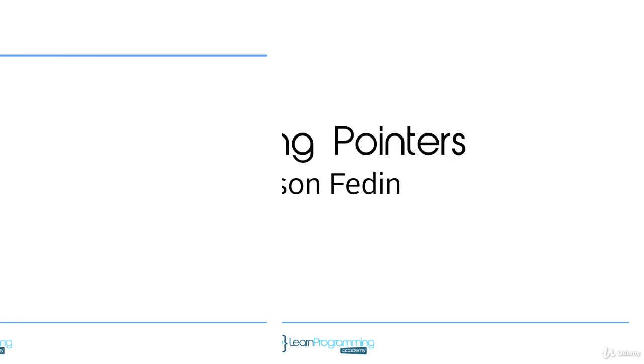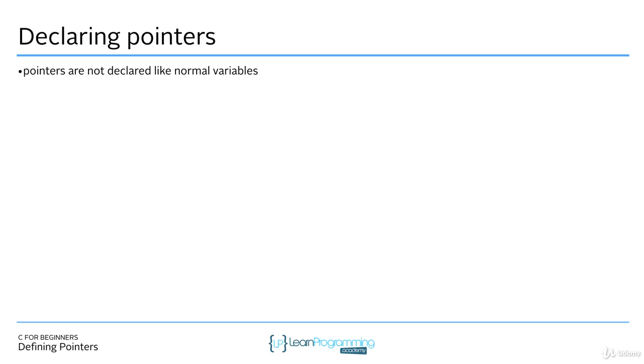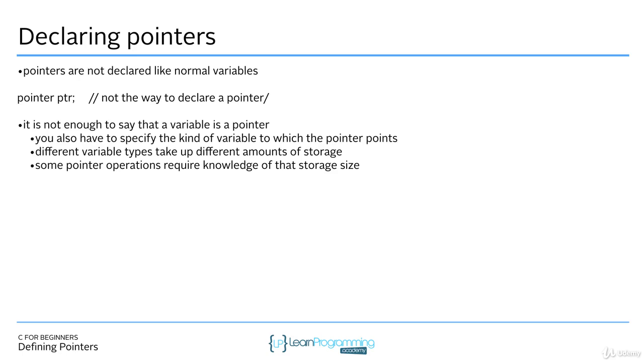Okay? So declaring a pointer is not the same as creating a normal variable. You can't just write "pointer". That's not the way to declare a pointer. The syntax is slightly different. You use an asterisk. It's not enough to say that a variable is a pointer. You also have to specify the kind of variable to which the pointer points. Different variable types take up different amounts of storage, and some pointer operations require knowledge of that storage size.